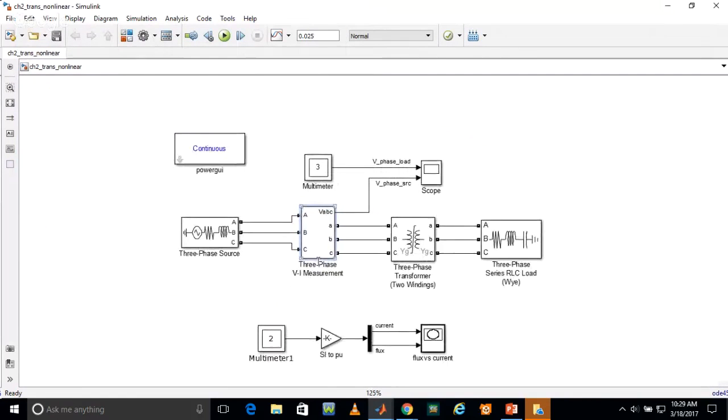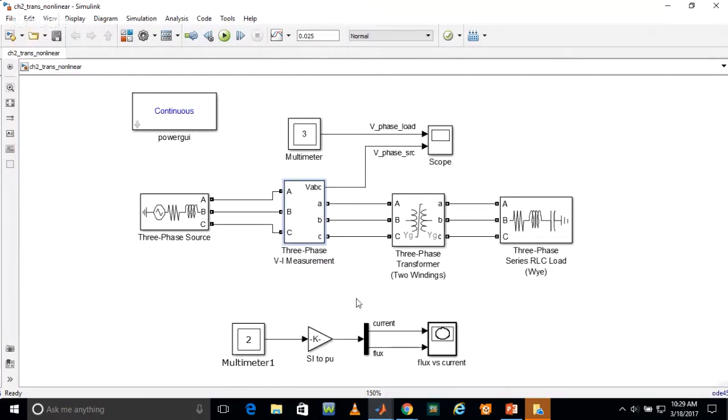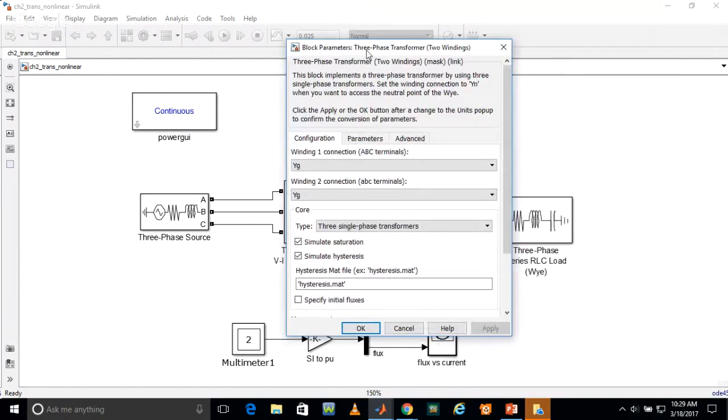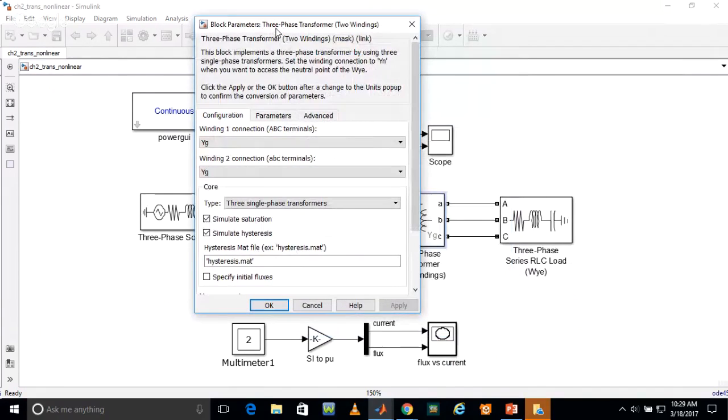This is the same as the previous one, just the three-phase transformer with two windings is non-linear. As you have seen, there is a line in there which tells us it's a non-linear transformer. If you double click it, to make a simple linear transformer into a non-linear type, in the type section there is three single phase transformer. In the next there is simulate saturation. If you click it, then the option of simulate hysteresis will also come.